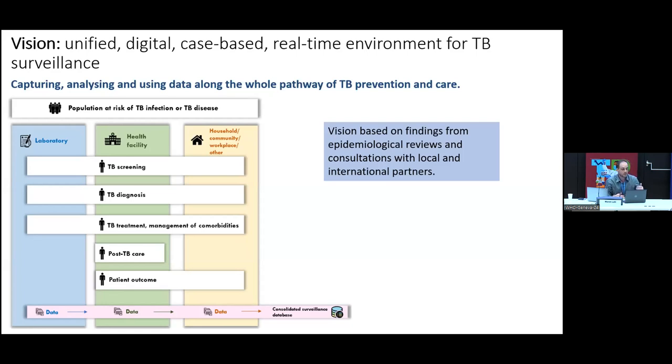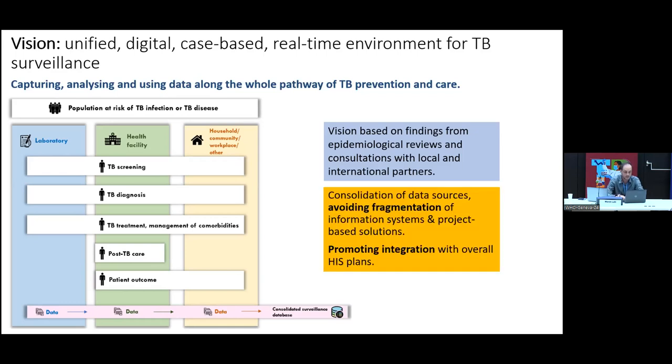So we have data at the population level, so who's at risk of TB infection and disease. We have data on TB screening, TB diagnosis, treatment, as well as management of comorbidities, post-TB care, and the final patient outcome. So what we're aiming to do is to capture, analyze, and use data along the whole pathway of TB prevention and care and across these different sectors so we can have a consolidated surveillance database, while avoiding fragmentation of information systems and project-based solutions, and promote the integration with overall health information system plans.